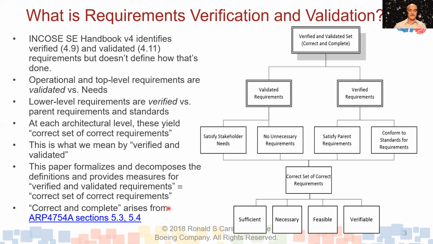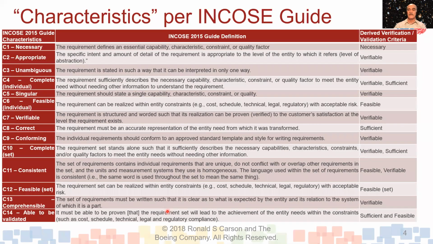This idea of correct and complete arises from the industry standard ARP 4754A, which is used for commercial airplane development. The INCOSE Guide to Writing Requirements has 14 characteristics, which can be implemented or interpreted as providing validation and verification criteria.